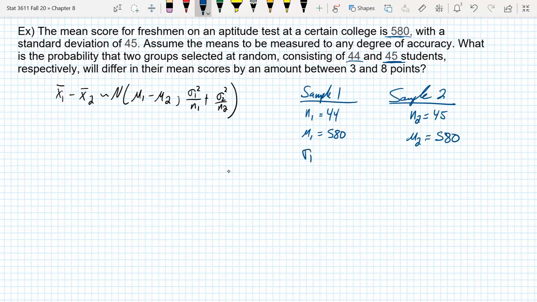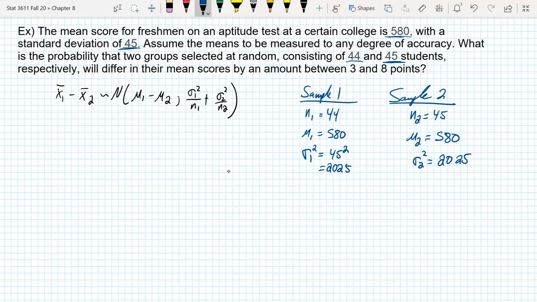That would mean sigma 1 here, we're given a standard deviation of 45. So the variance of group 1 will be 45 squared. So what is this? 45 squared is 2025. And this is the same variance that we're going to have for sample 2. For the 45 students, we'll have a variance of 2025 in our sample.